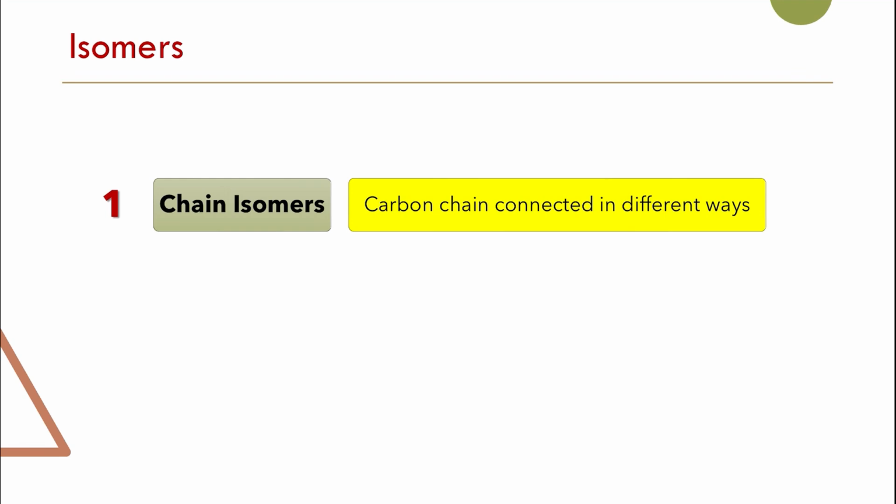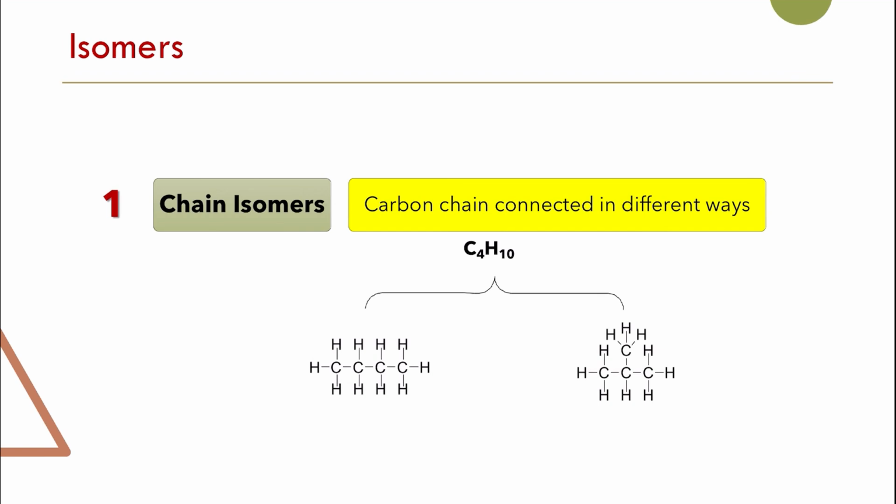Chain isomers are compounds which have the same molecular formula. However, the carbon chain connection is different. For example, if you have a compound that has a molecular formula of C4H10, you could have one of these two compounds. The first one is a simple butane, 1, 2, 3, 4 carbon atoms, or you could have this compound, methylpropane, where you can see that there is a difference in the chain here.